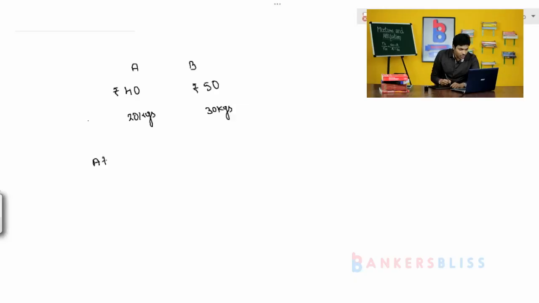See here, we have two qualities of rice, A and B. A costing 40 per kilo, B costing 50 per kilo. Like that, of the 40 per kilo we have 20 kgs with us, and of the 50 per kilo we have 30 kgs with us. Now I am mixing both of them. Then what is the average price per kilo?